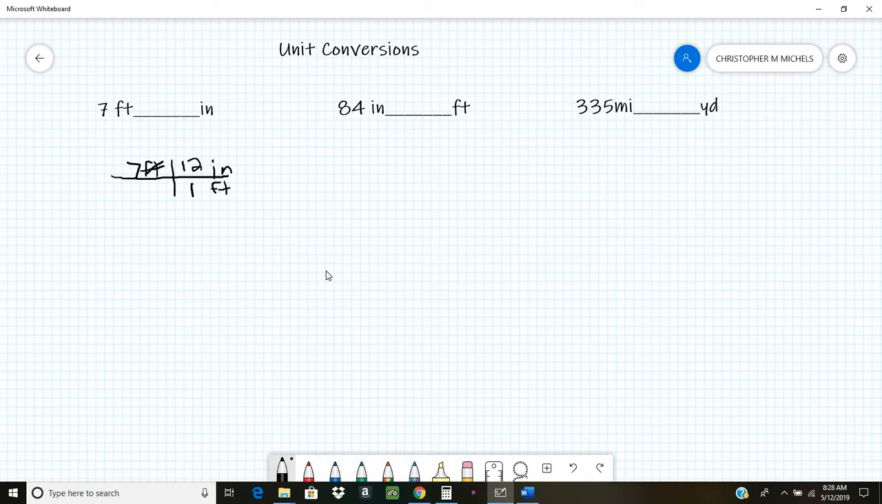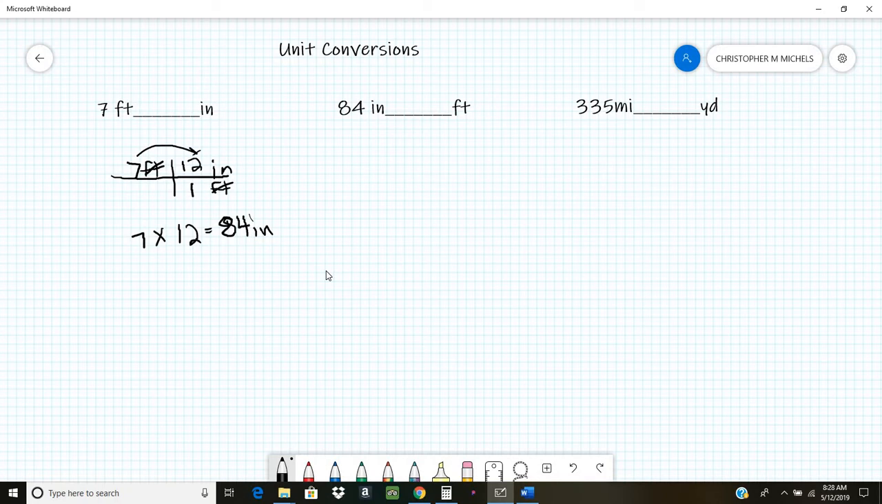So what happens is the feet crosses out the feet, and then 7 gets times by 12. So I'll write that down here. So we do 7 times 12 to get the answer. In this case, 84. And what unit do we have left? Inches. So 84 inches. So it's kind of a simple process. But like I was saying with the ratios and stuff we did earlier, it's all about the setup. But the good thing is, as you go from unit conversion to unit conversion, the method doesn't change.